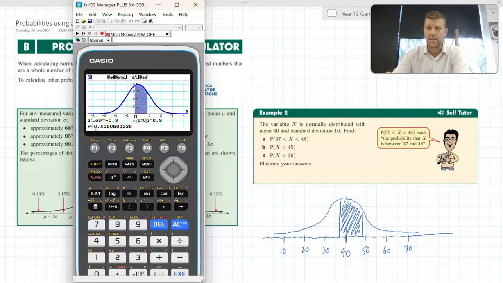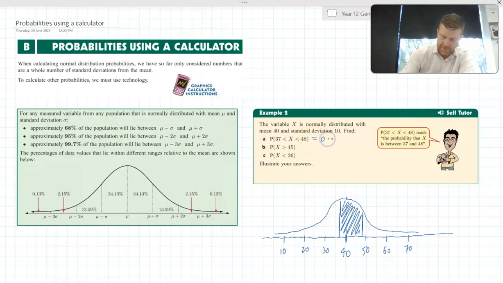So the probability that a data point will fall between those two values is 0.406. So the answer is 0.406, which means 40.6% of the data falls between 37 and 48.